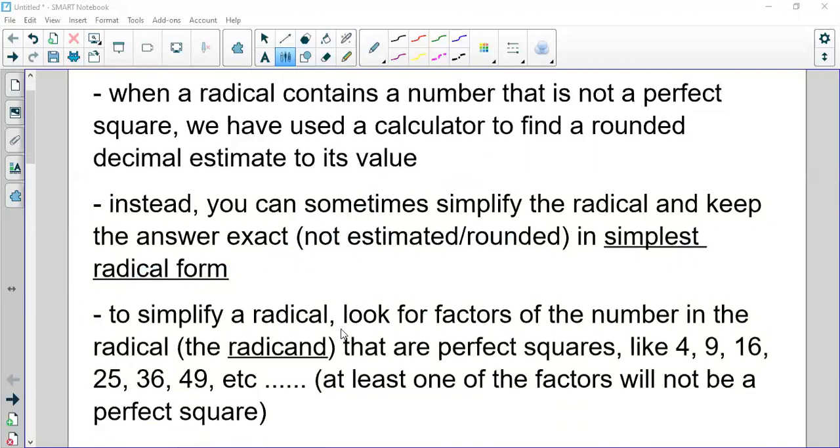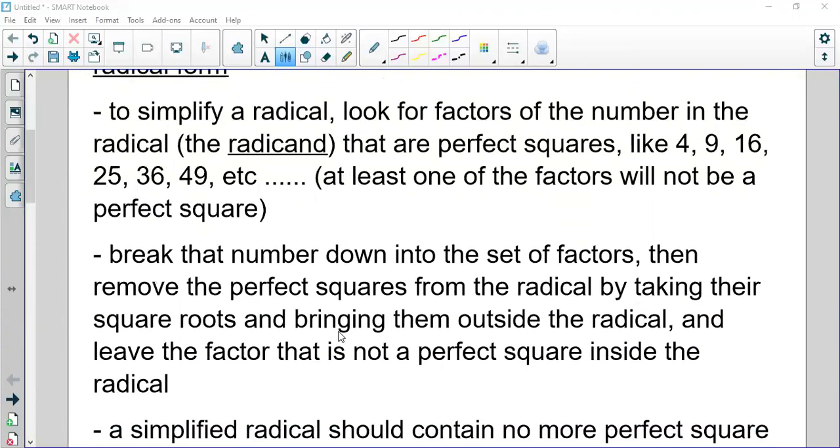So if it's possible, here's how we simplify them. It's not always possible. We're going to look for factors of the number that's inside the radical. That number is called the radicand. It's the number inside the radical, which is not a perfect square. We're going to look for factors that might be perfect squares, like 4, 9, 16, 25, 36, 49, etc. That whole list of perfect square numbers.